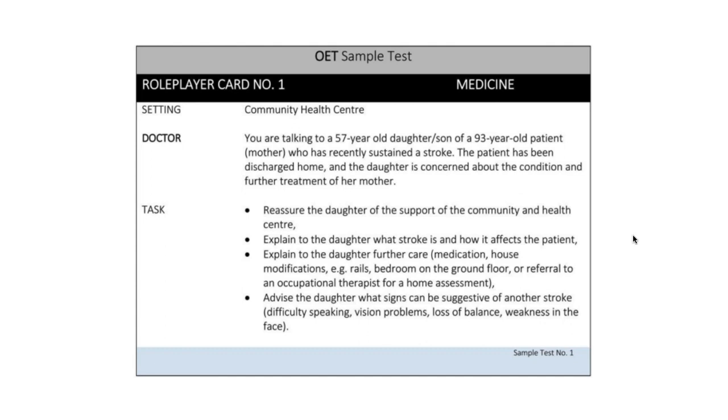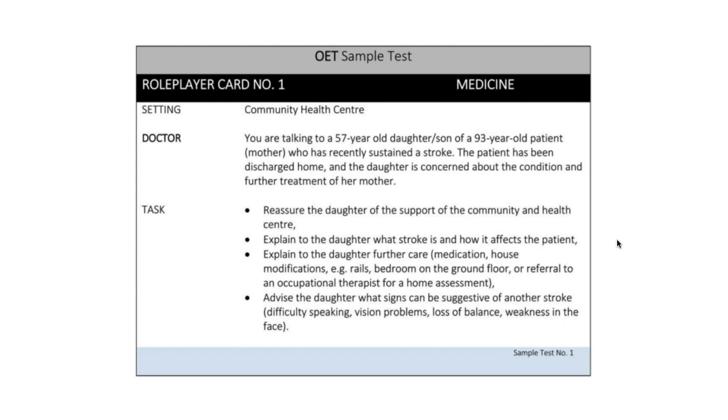For example, let's imagine that the daughter's name is Jennifer. You could start the conversation in a variety of ways, but this is a possibility. "Hi Jennifer, my name is Dr. Martin. Welcome to the Community Health Center. I can see that you're here on behalf of your mother, is that right?" And then you develop the role play with that.